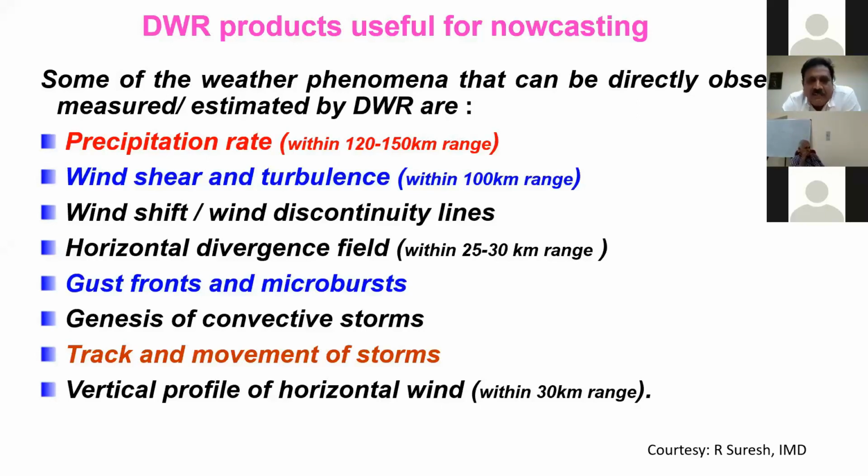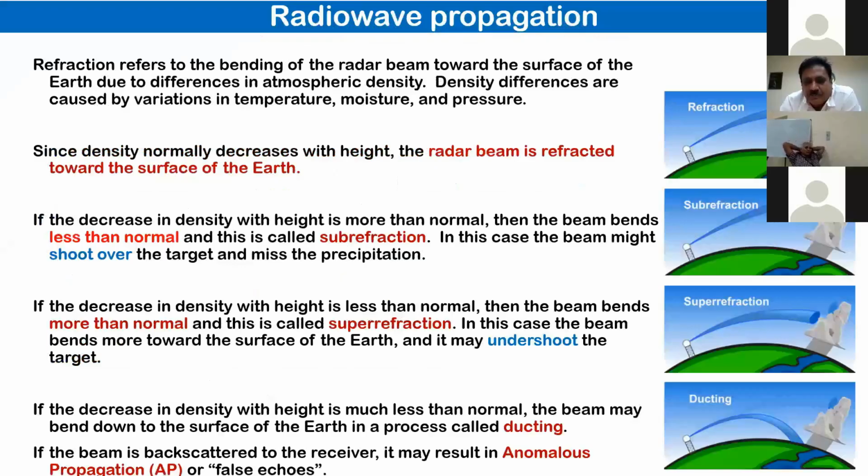Then genesis of convective storms, the track and movement of storms, because we have seen one example, one cyclone, the movement of the storm. And also we can get the vertical profile of horizontal wind using different techniques, because this is the radial velocity that we get with the radar directly, but we can derive the vertical profile of horizontal wind using either the VAD technique or the VVP technique.